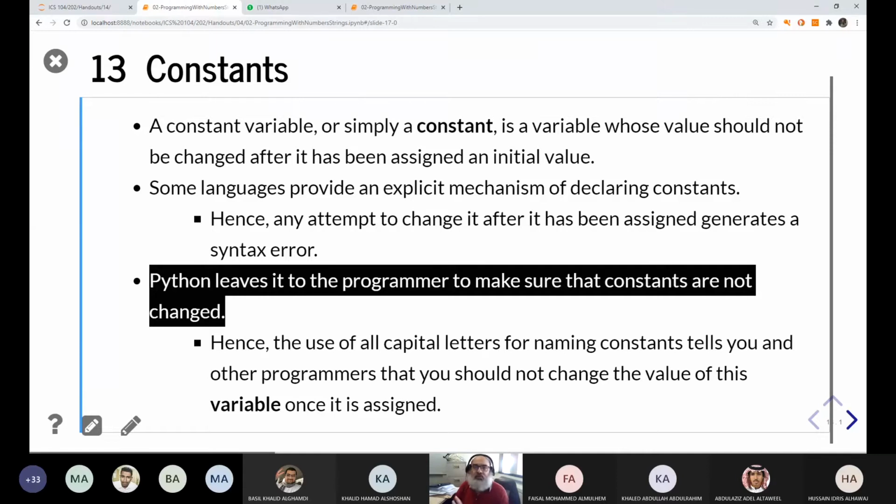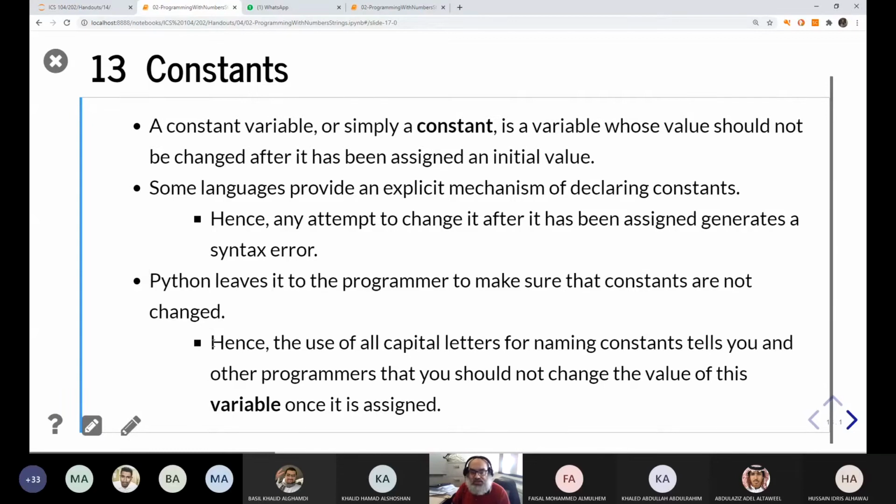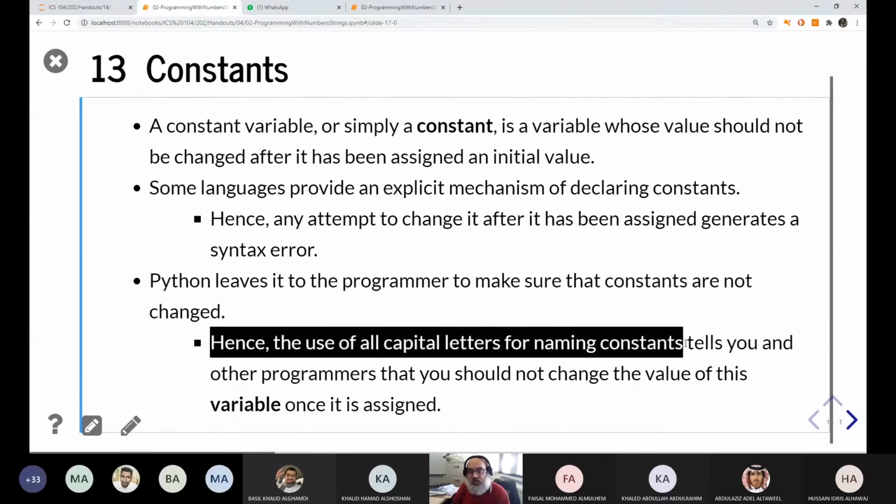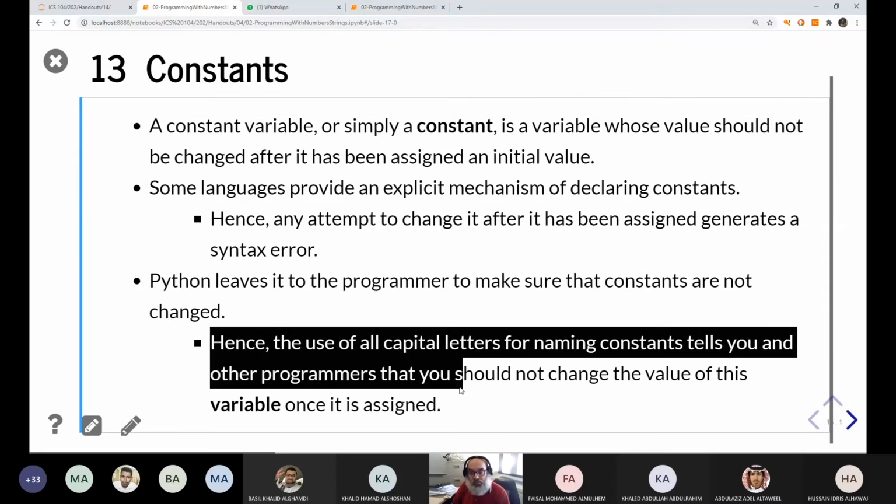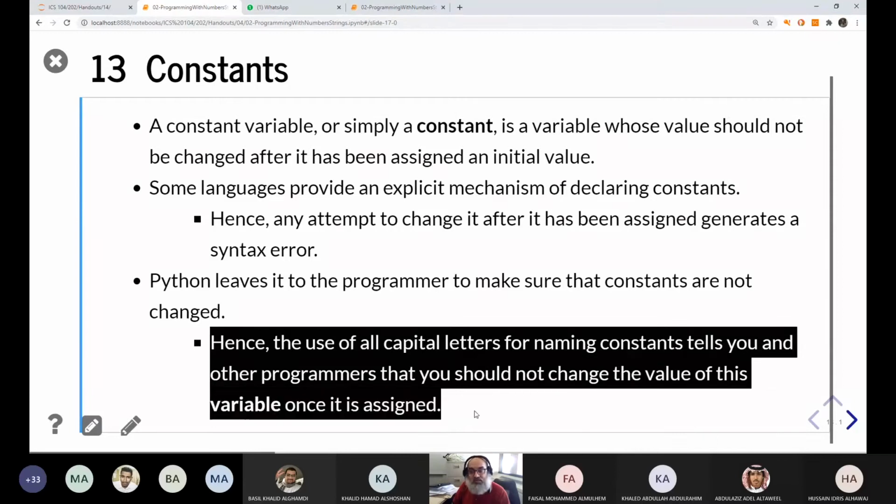So he's not really worried about constants and whether somebody is trying to change the constant. He puts it on the shoulders of the programmer. If you define something to look like a constant, when you use capitalized letters, please do not change its value later on. Hence, the use of all capital letters for naming constants tells you and other programmers that you should not change the value of this variable once it is assigned.